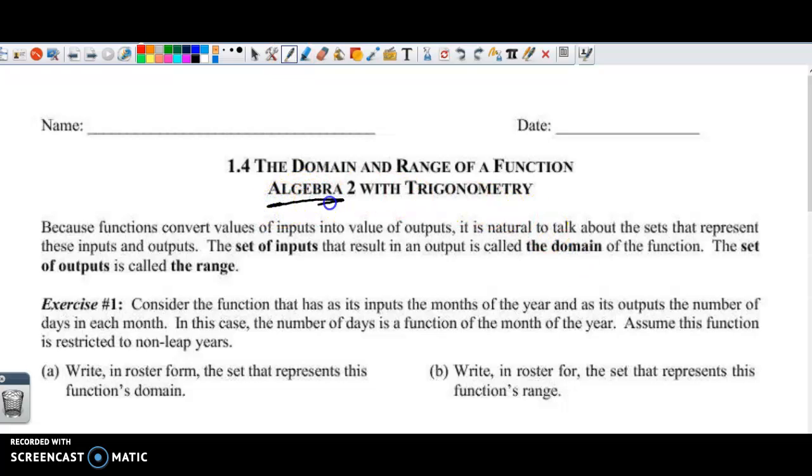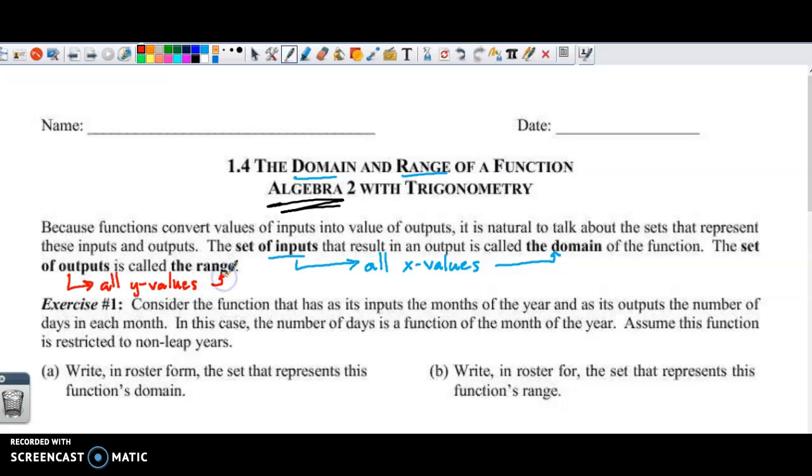So with Algebra 2, we're going to continue on talking about the domain and range of a function, some more function stuff. And just so you are aware, the domain is the set of inputs, as a reminder, all x values. I know it says that result in an output, but it's basically just the domain is all x values. Leaving you with the outputs. All outputs are all the y values. That's going to be called the range.